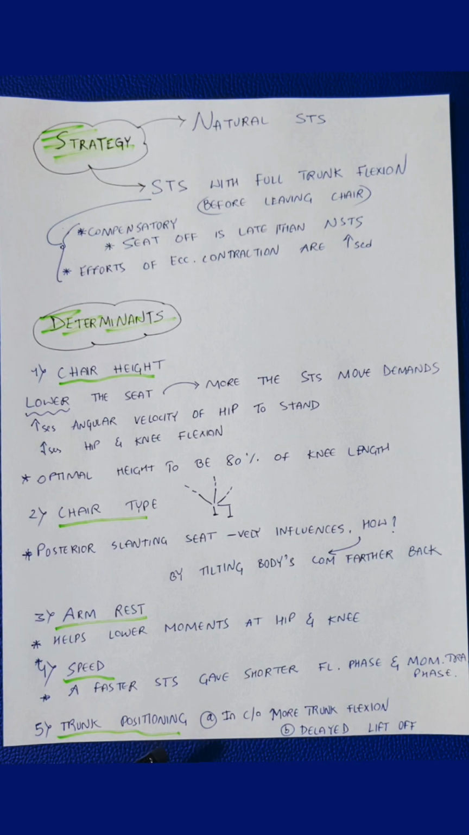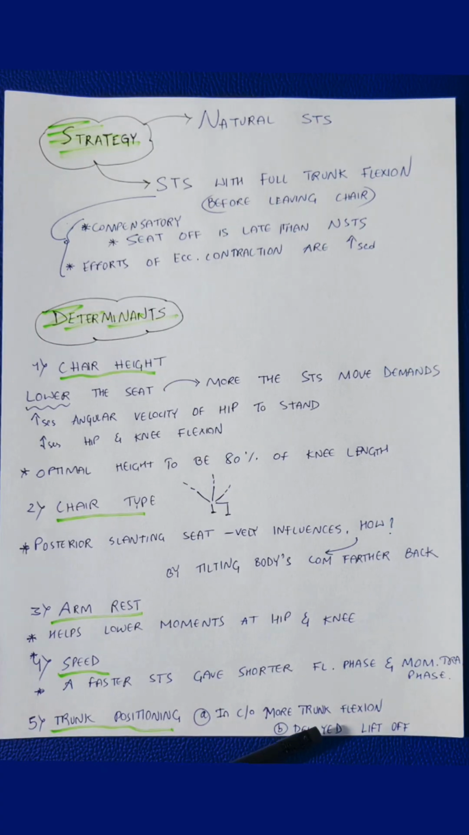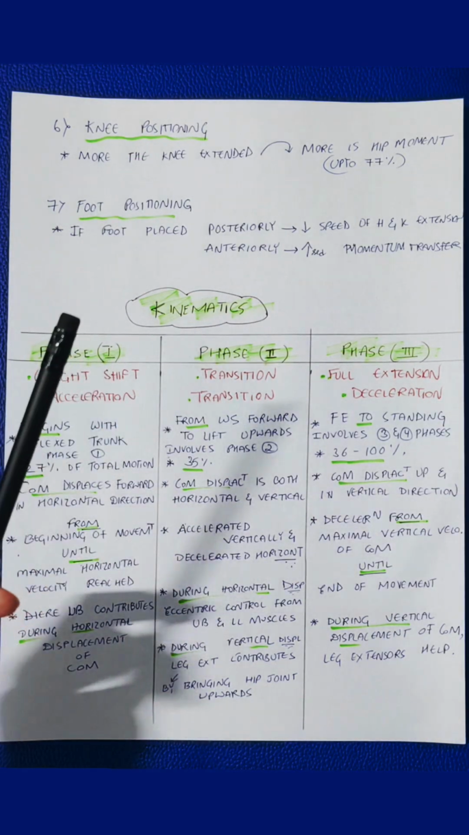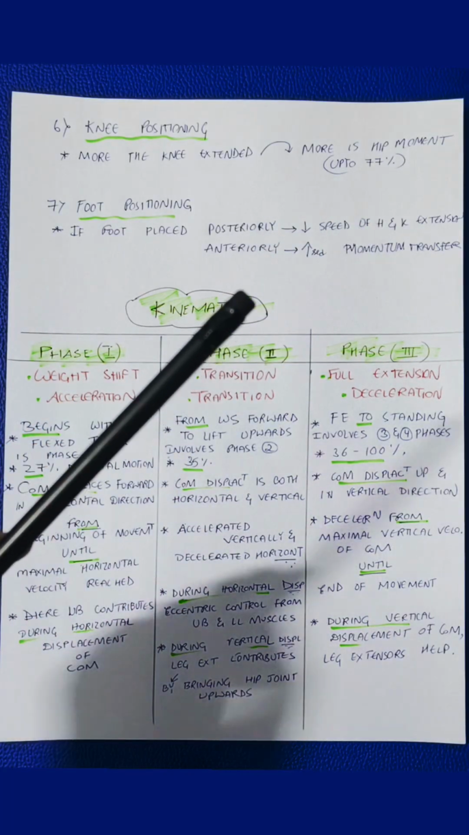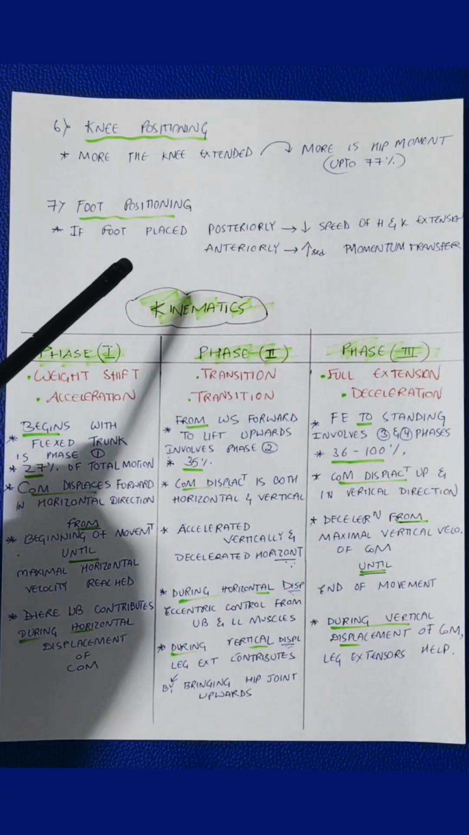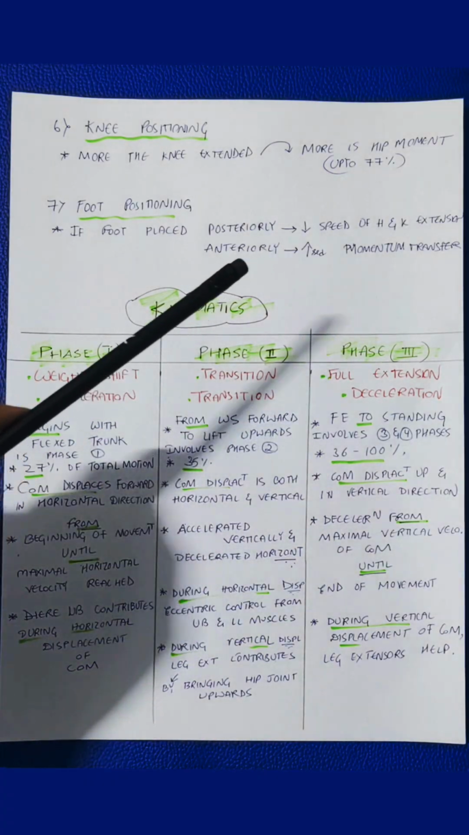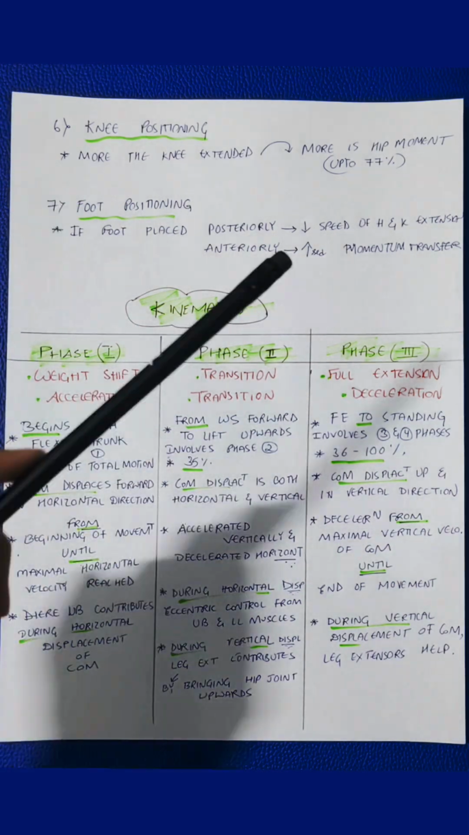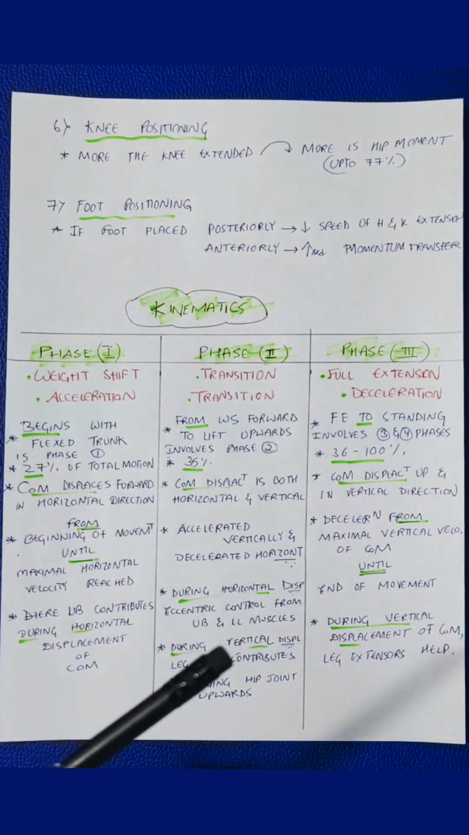Trunk positioning. In case of more trunk flexion in the initial position, there is a longer sit to stand. There is delayed lift off, found usually in gross muscle weakness and elderly people. The knee positioning. The more the knee is extended, the more is the hip moment, about 77% seen. Foot positioning. If the foot is placed posteriorly, there is a decrease in the speed of hip and knee extension. And if the foot is placed anteriorly, there is an increase in momentum transfer.